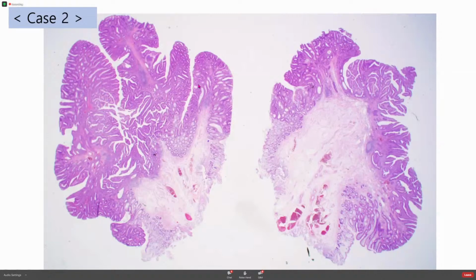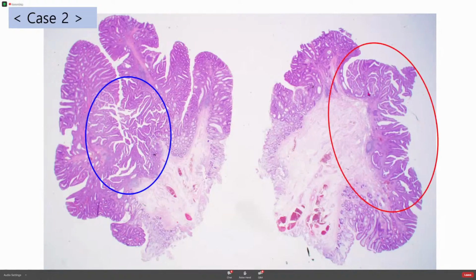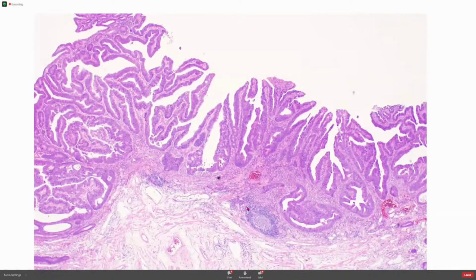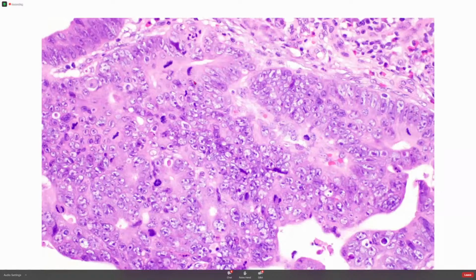The second case is similar to the previous second case. This also shows a polypoid lesion. This epithelium is normal, this focus is low grade, and this shows more complexity, so this could be a high grade portion, and this area reveals more severe complexity, so this focus is the intramucosal portion. This cytologic atypia reveals increased nuclei and increased pleomorphism, so this focus is intramucosal carcinoma.